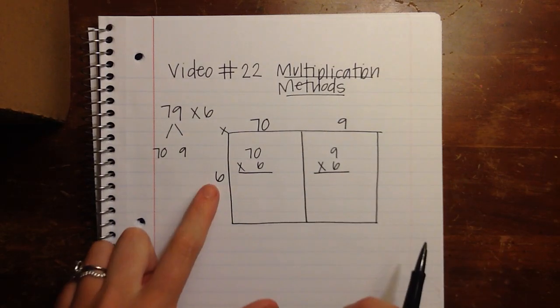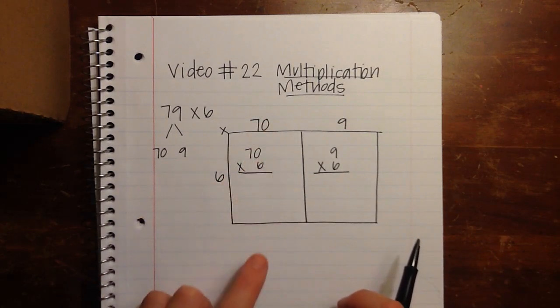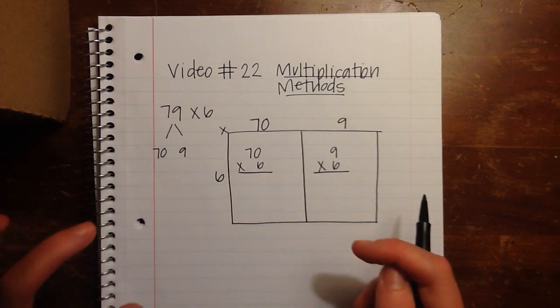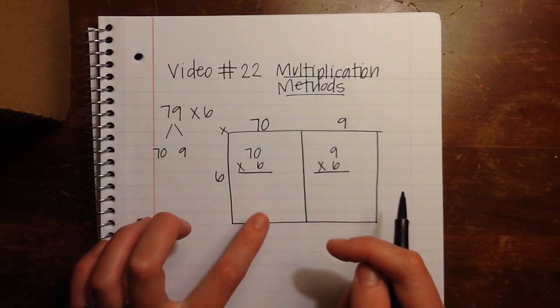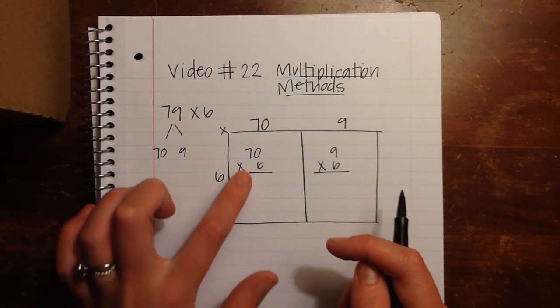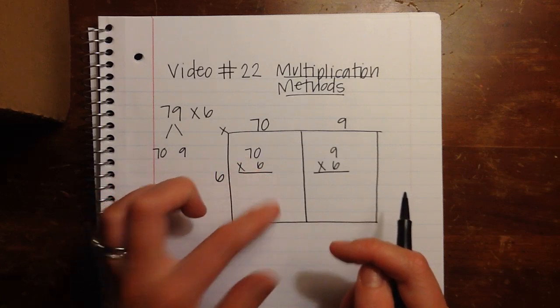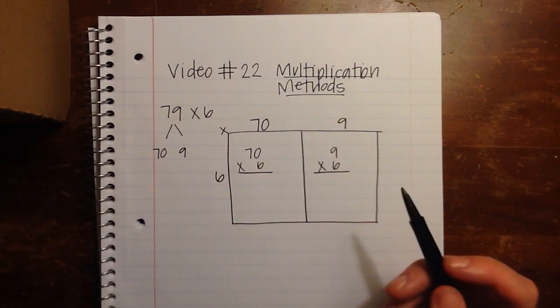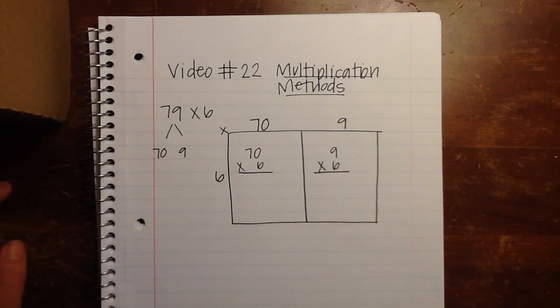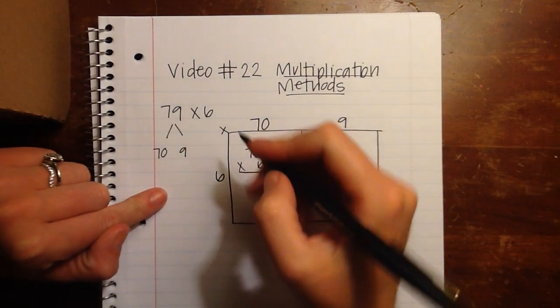It does not matter if you put the 6 on the top or the 70 on the top. I like for my smaller number to be on the bottom. So you see how this is a 2-digit number and this is 1 digit. So that's just my preference. I think it's easier when I do it that way. Okay, so I'm going to pass it out.